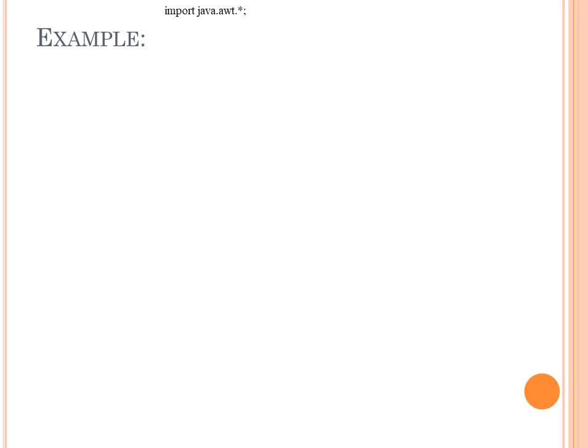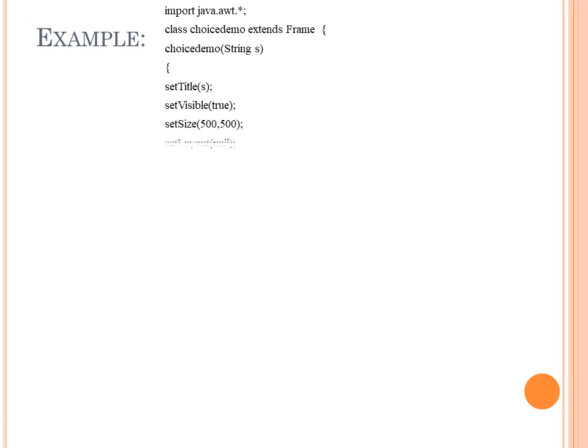Now first you have to import the java.awt package, then secondly you have to define the class name as choice demo extends frame, then you have to write the four frame methods, that is set title, set visible, set size, set layout. Then you have to mention the component that you are going to add, so we are going to add choice with an object as c is equal to new choice. Then you are going to set the coordinates for your choice, that is c dot set bounds.